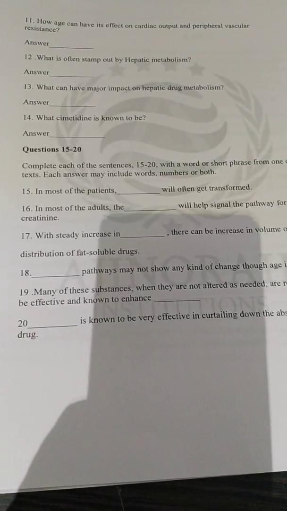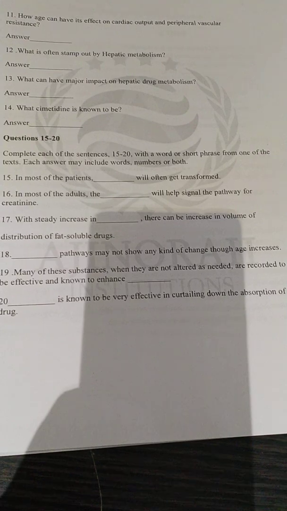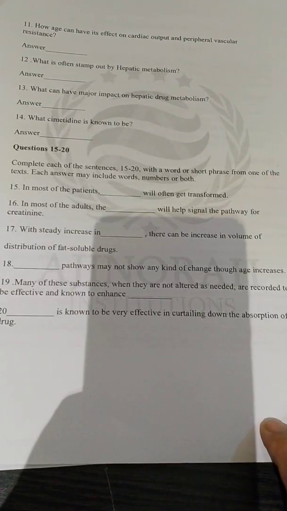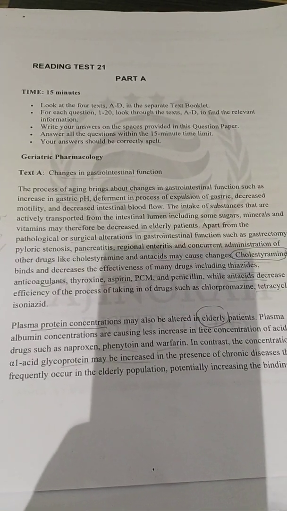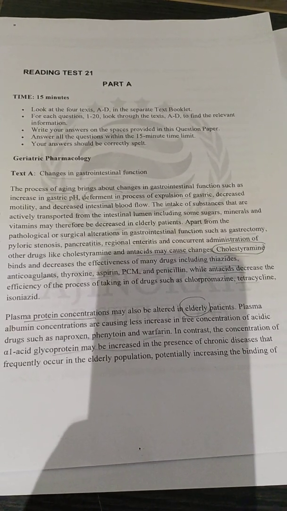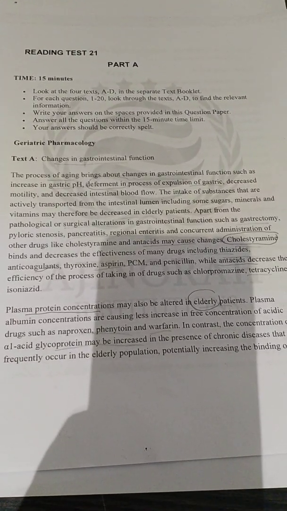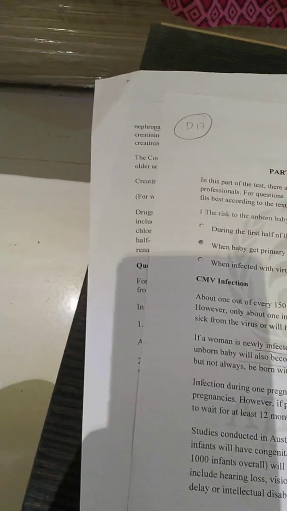So last one, 20. Dash is known to be very effective in curtailing down the absorption of drug. So what do you mean by curtailing? Curtailing is decreasing. So which medication is very effective in curtailing down the absorption? So again absorption. So it's very CAT-A. So just see cholesterol and penicillin, while antacids decrease the efficiency of the process of taking in of drugs such as chlorpromazine, tetracycline, isoniazid. So what decreases the efficiency of the process of taking in drugs? That is antacids. So I think you got an idea how to do it.